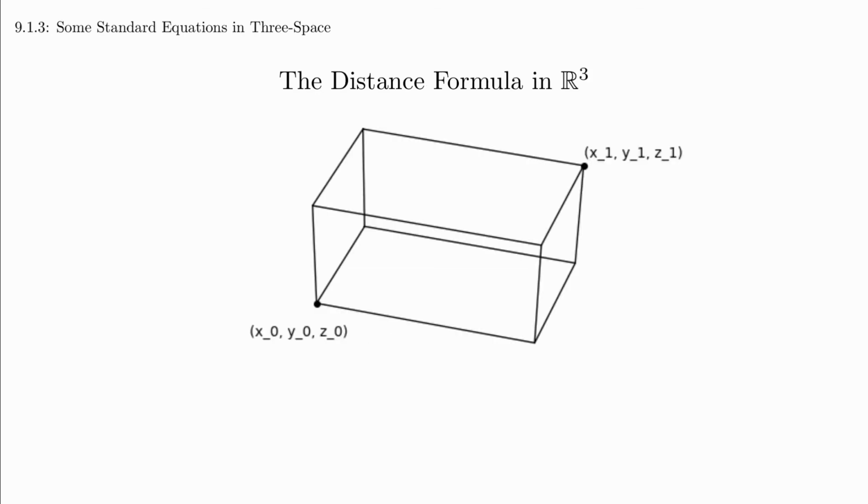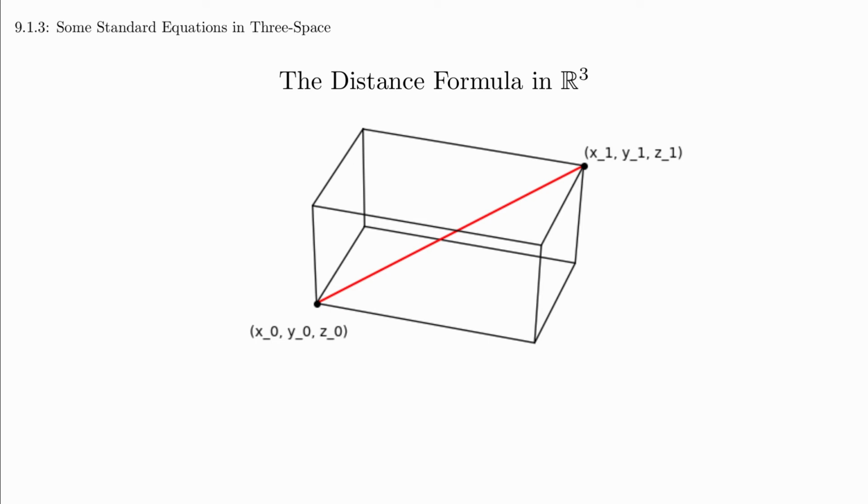If we have a box where one corner is located at (x0, y0, z0), and the opposite corner is located at (x1, y1, z1), then we can use the Pythagorean Theorem twice to get the length of the long diagonal. We first apply it once to get the length of the diagonal across one of the faces of the box, and then use that length in another right triangle that stands up out of the plane.